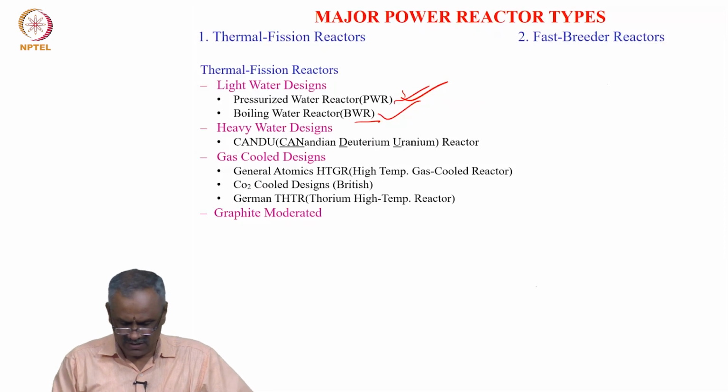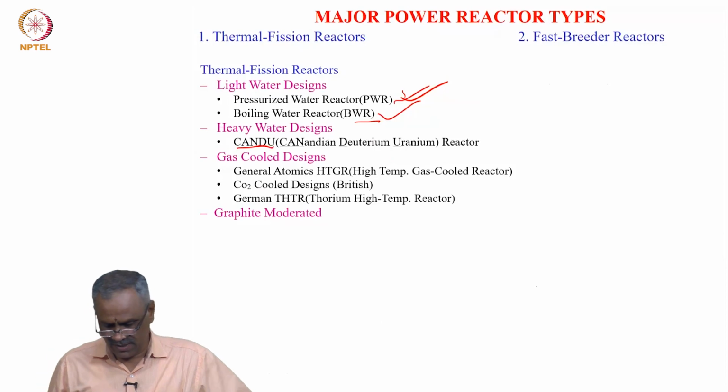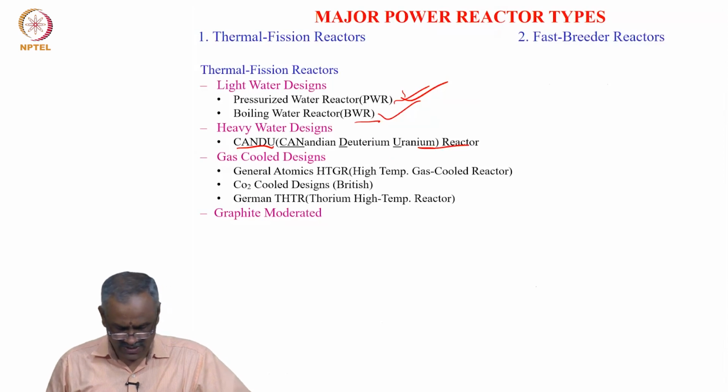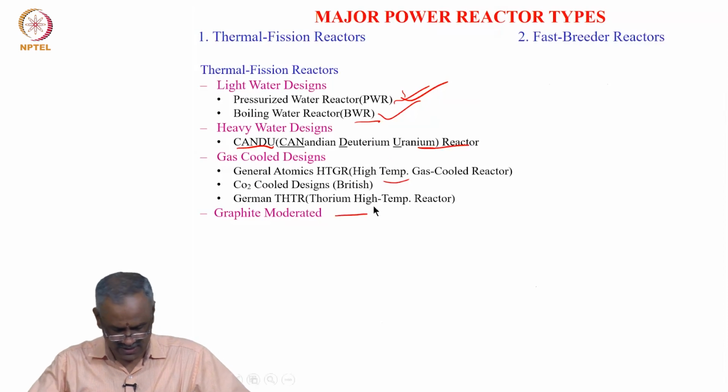Then heavy water, this is referred to as a CANDU, Canadian deuterium uranium reactor. This CANDU reactor is mainly based on Canadian design, and gas cooled designs, which include the General Atomics HTGR, that is high temperature gas cooled reactor. I will explain what that is, and CO2 cooled designs, which are generally British ones, and then the German HTTR, that is thorium high temperature reactor, and then graphite moderated reactors.